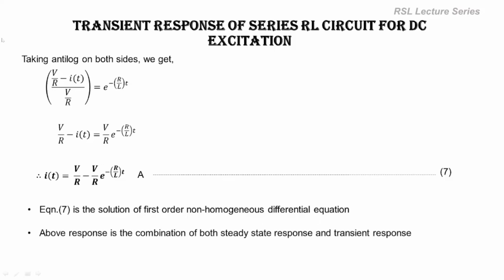Here we have two responses, two terms. One term is a constant term, V/R. This is called the steady state response. Another term is an exponential term, so it comprises t. This is the transient response.